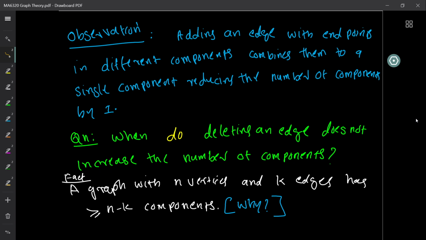Now a graph, suppose you have a graph on n vertices, right, and suppose it has k edges, then one can show that it has at least n minus k components, right? Using what we just discussed above, one can easily show this. So again, why is this true? You can try to give a proof yourself. So as I mentioned already, whenever you see this why, it is your duty to work out the details and write down in the notes.